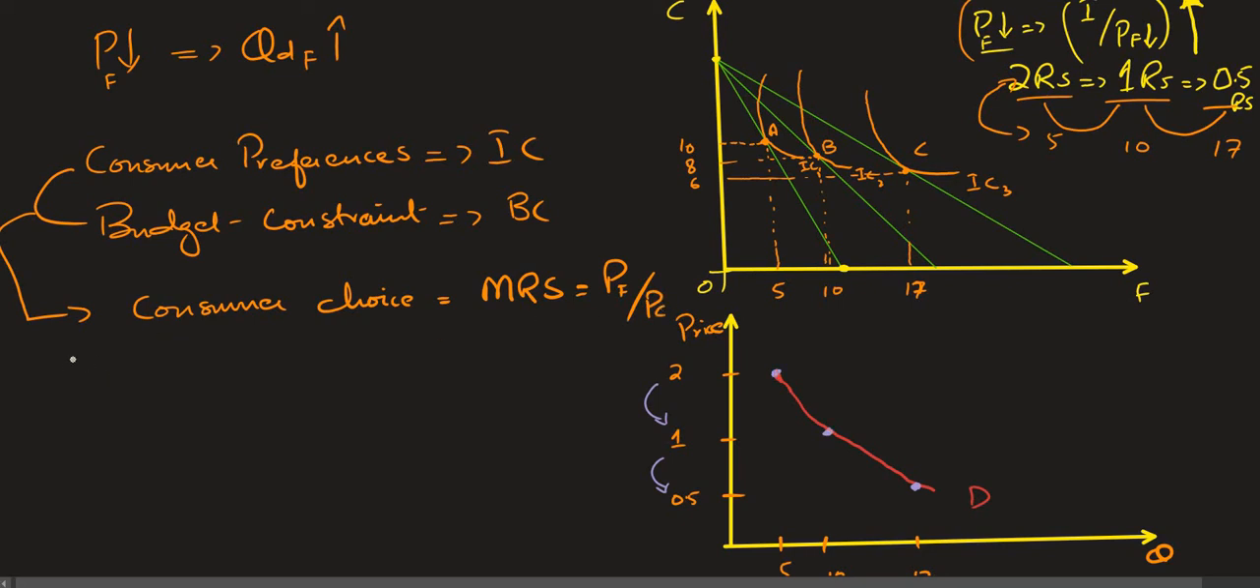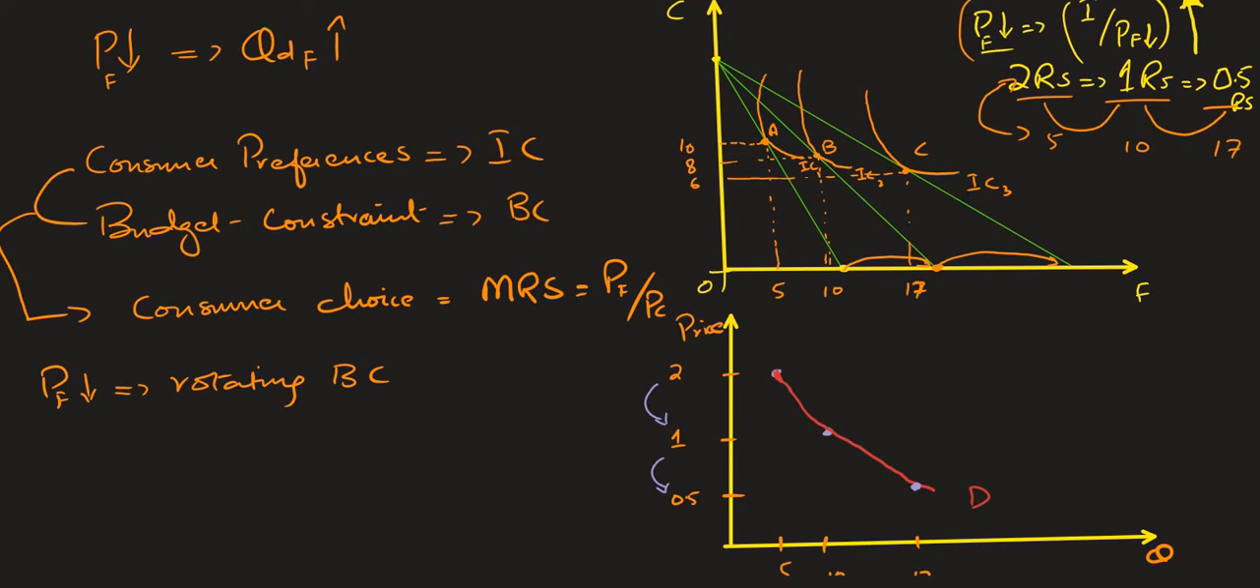We started our discussion with a decrease in the prices of food. We said that the prices of food have declined. When the prices of food declined, what happened? We were rotating the budget constraint, from this particular area to this particular area, and then when the prices declined further, we rotated it from here to here.